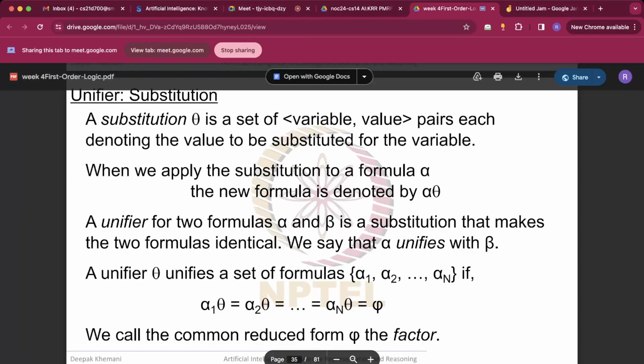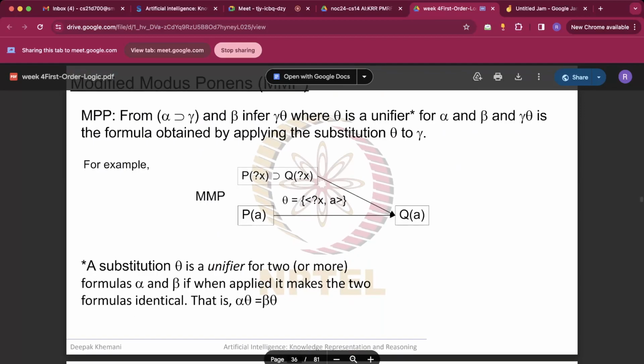If you have seen the lecture videos, you would remember that a unifier or a substitution theta is a set of variable and value pairs, each denoting the value to be substituted for the variable. This is a formal definition. I won't go into the details of it. I'll instead show you an example.